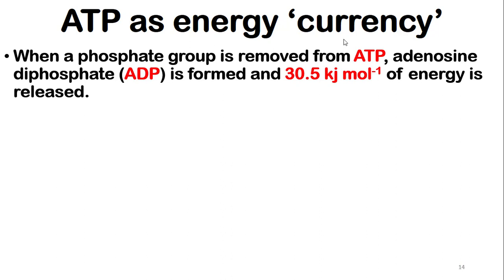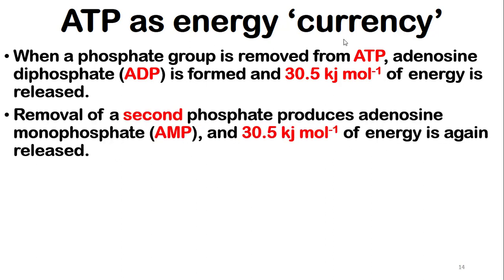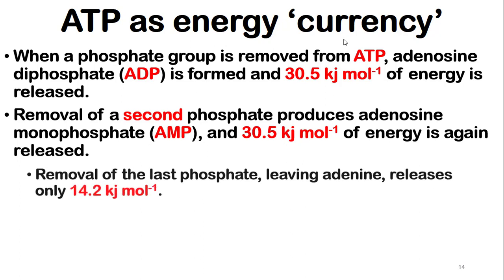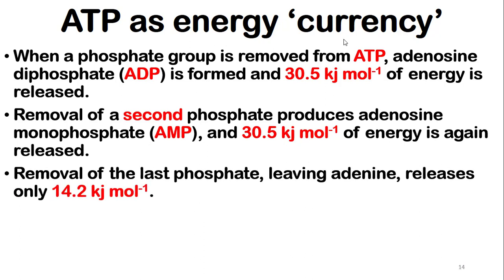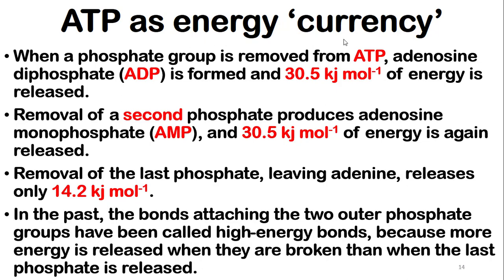When a phosphate group is removed from ATP, adenosine diphosphate is formed and 30.5 kilojoules of energy is released. Number 2. Another phosphate is removed and again the same amount of energy is produced. Another phosphate is removed and 14.2 kilojoules of energy is produced. Still, in the past, the bonds attaching the 2 outer phosphate groups have been called high-energy bonds because more energy is released when they are broken than when the last phosphate is released.